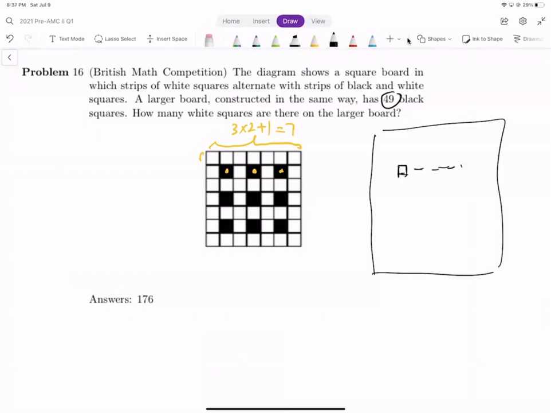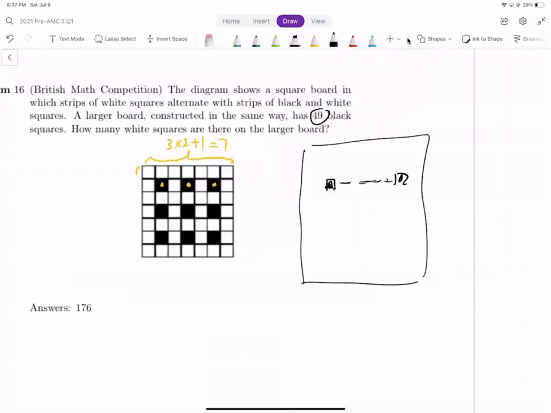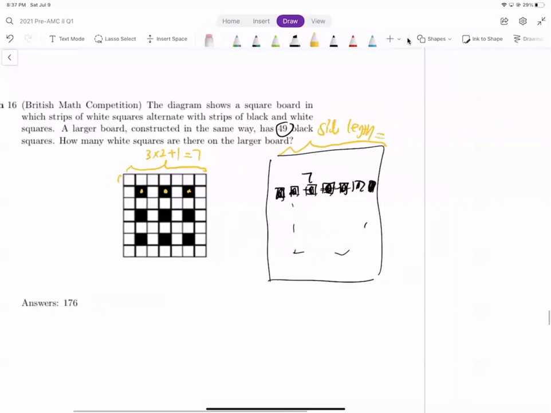49 means you have 7 black in each row. You have 7 blacks, right? 5, 6, 7. Okay, and then we know from here we get the side length. What's the side length? The side length will be 7 times 2 plus 1, which is 15, right? Then from here we get the total.